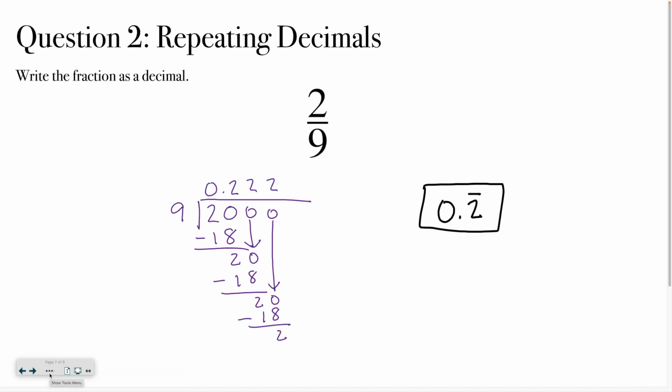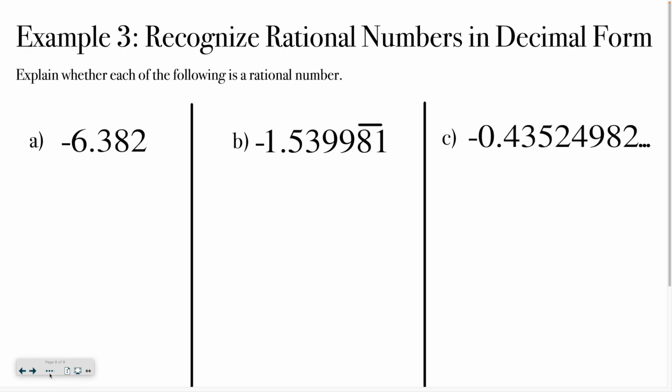All right, for this problem, hopefully you ended up at 0.2 repeating. Okay, so there's the work on the screen of what I did. If you have any questions about that, please be sure to reach out for some help. I'm happy to help you. Let's move on to example 3, which is just recognizing rational numbers in decimal form.